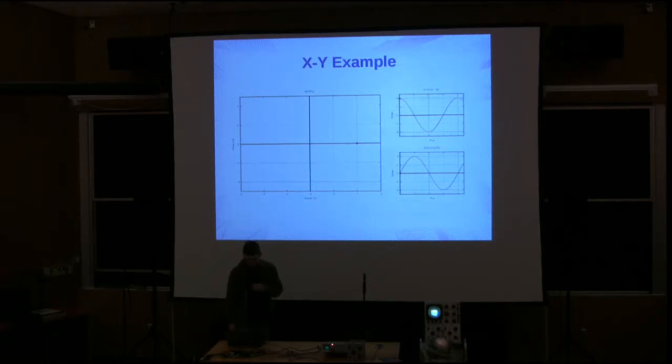So in this case, I've got a cosine on the X channel and a sine on the Y channel. And so if at this point in time we plot the dot on the XY screen, we get that spot there at 1, 0. And so as time goes on, as we change the voltages, that dot moves. And if you keep going, eventually you've drawn a circle.